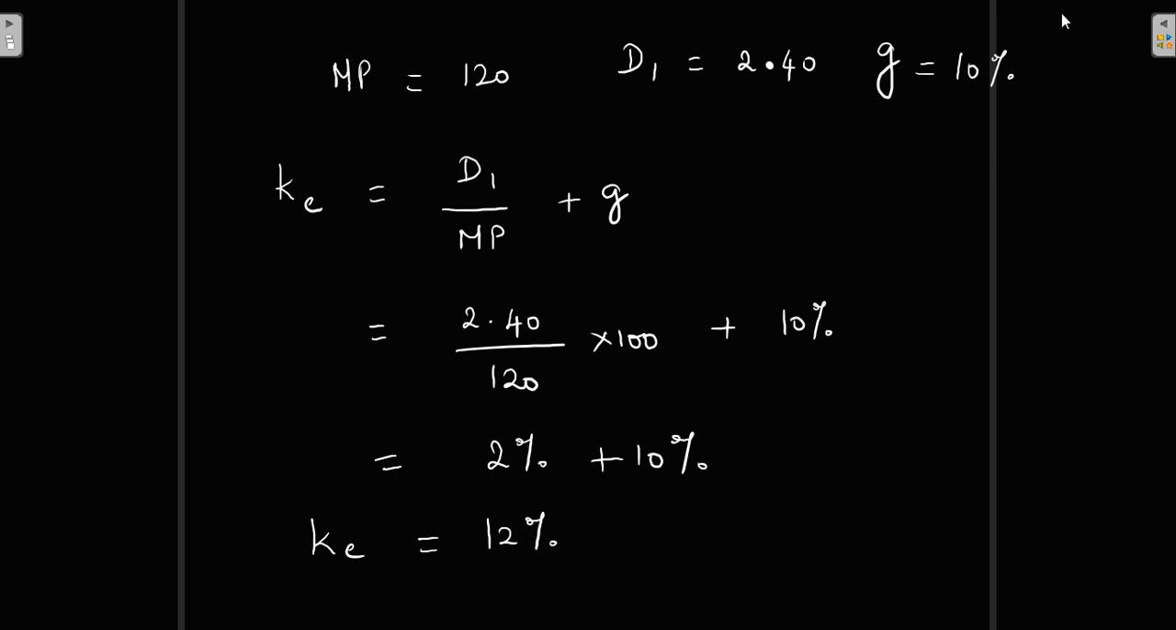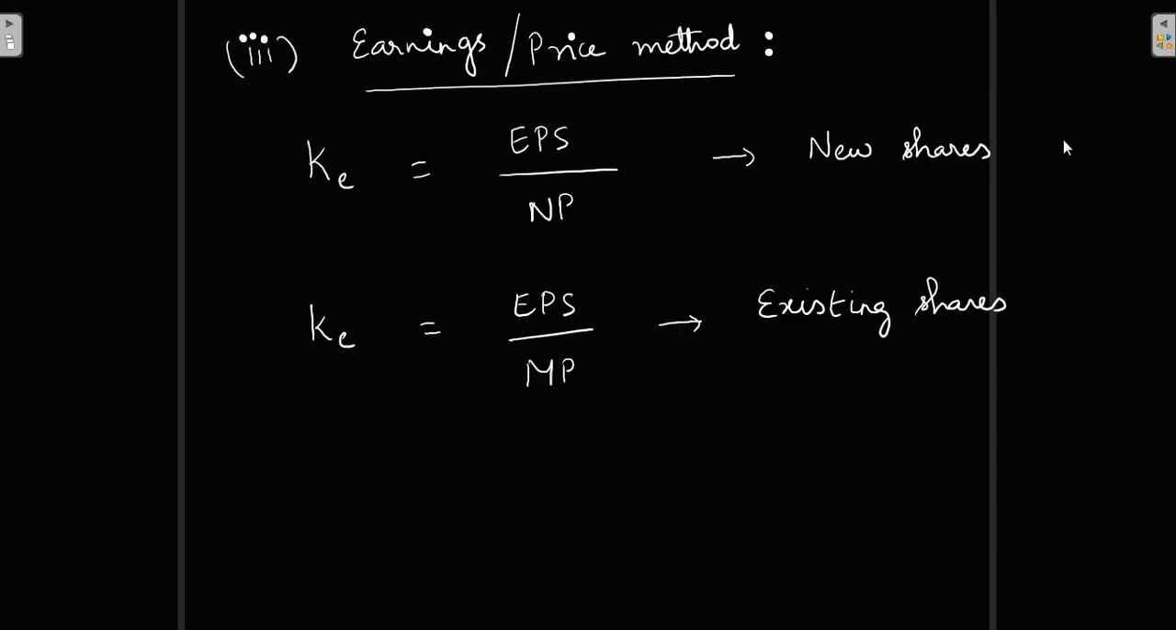Now let's move on to the next method. In this method, earnings per price method is based on the expected rate of earnings of the firm. So here again we will be using two formulas. First we need to find the earnings per share and then divide by net proceeds or market price depending on whether it is a new share or an existing share. Let's move on to the example.